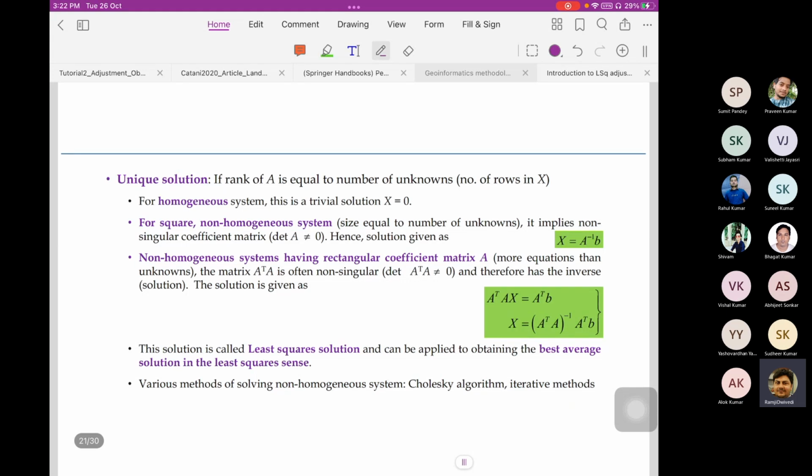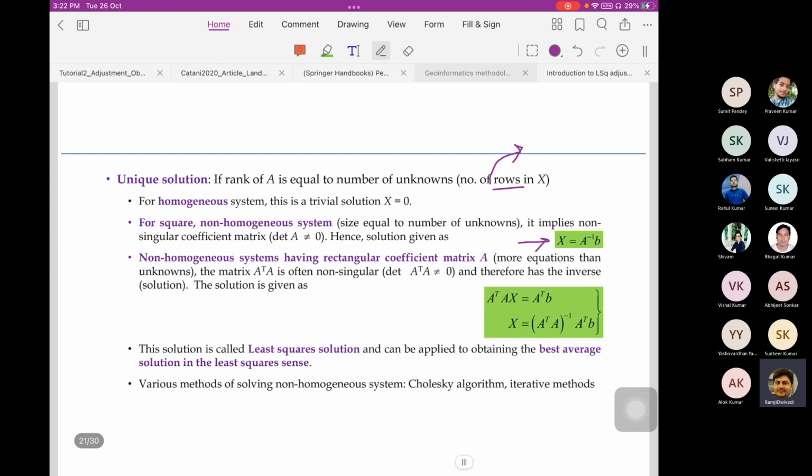So I would rather add here the rank would be called as the number of linearly independent rows. So for a homogeneous system, there is a trivial solution, X is equal to 0. For a square non-homogeneous system, that means X would go to A inverse B.